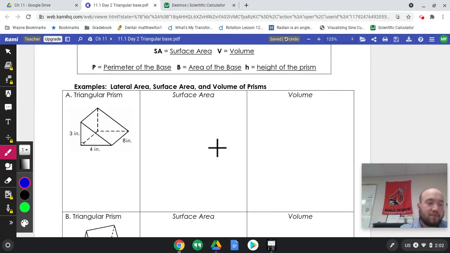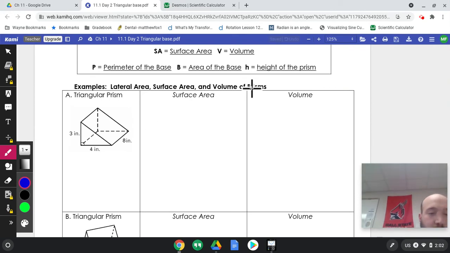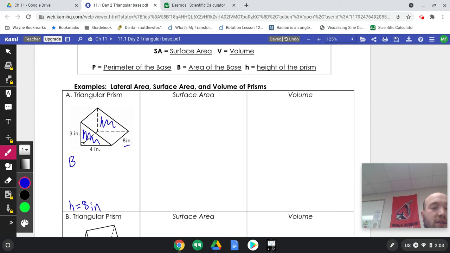So once again, we are solving for the surface area. Okay, so to start off with, we've got a triangle here on the end. Those are the bases. Okay, so I'll shade them in. This and this, those are the bases. So hopefully you can see the height has to be the 8. If it helps you, you can write that down. Height equals 8 inches. Okay, now to find the area of the base, we can just do 1/2 base times height. So 1/2 times 4 times 3.